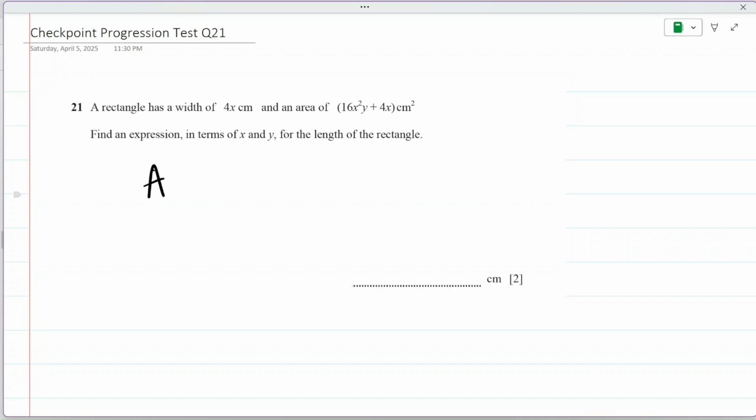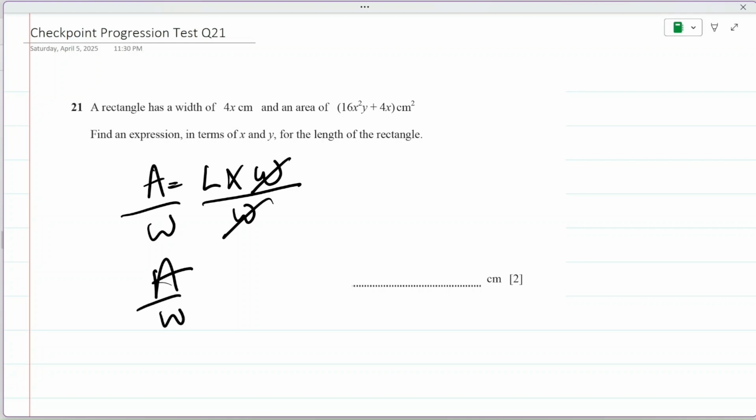Area of a rectangle is length times breadth, or length times width. If you're looking for the length, all you have to do is make the length the subject of the formula, meaning that you have length on one side only, and in this case I have it on the right. So we divide both sides by the width. The width cancels the width. You have area over width equals length, or you can write length equals area over width.